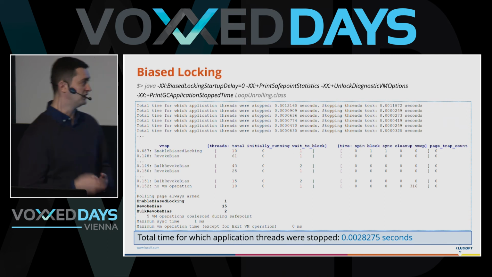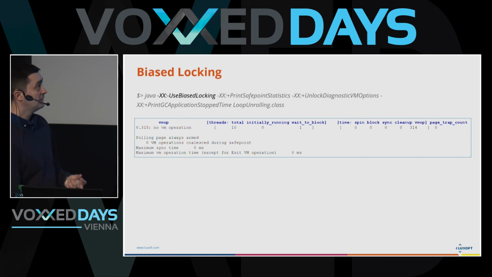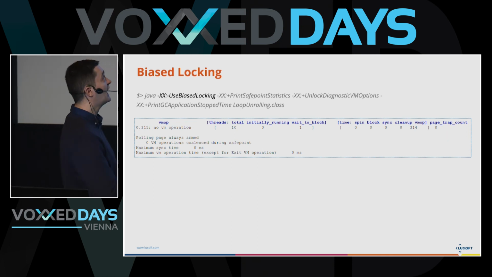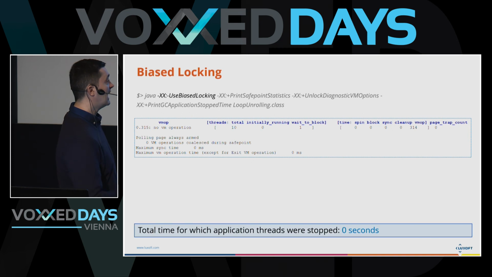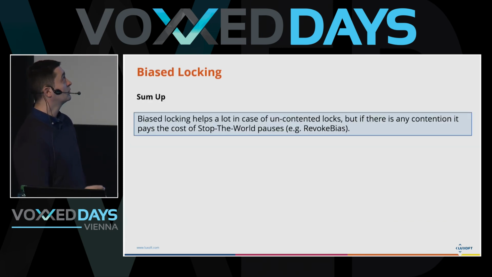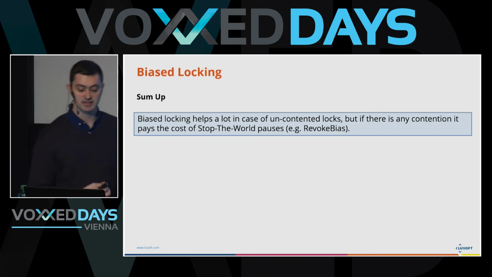biased locking mechanism. I did the same test again, but this time I disabled biased locking from the very beginning, and here the output is much clearer, without any stop-the-world pause, so around 0 seconds approximately. So 0 seconds, which leads me to the conclusion that biased locking is a good technique.